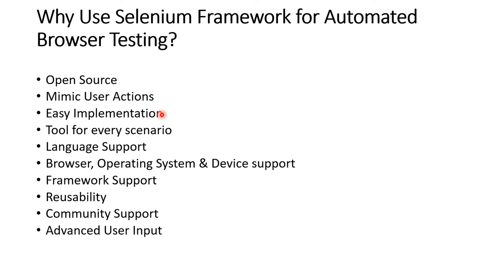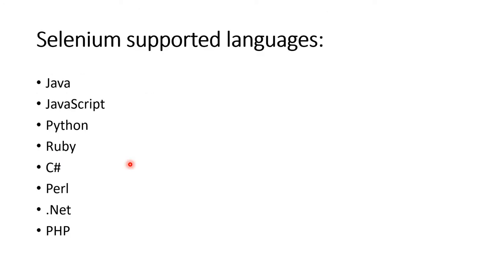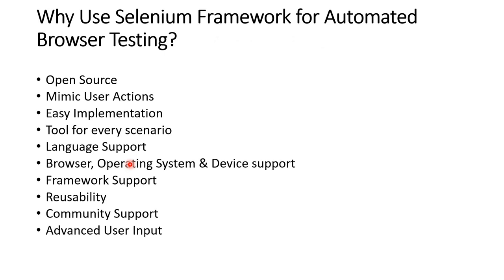So next is easy implementation. Selenium WebDriver is known for being a very user-friendly automation tool. Selenium being open source means that users are able to develop extensions for their own needs, right? Next is a tool for every scenario. As mentioned earlier, Selenium is a suite of tools, and you will most likely find something that fits your scenario and way of working, right? Language support, I have shown you in the last PPT, where there are a lot of supported languages in Selenium, so you can choose any one language of your choice. Developers have freedom and flexibility to work with their choice of language and can automate these things.